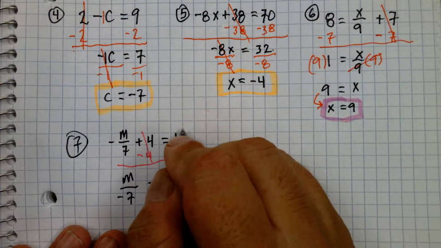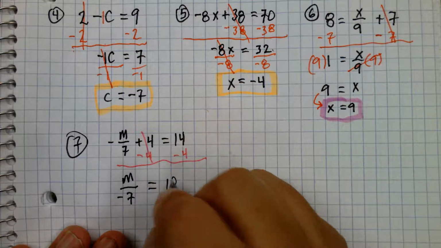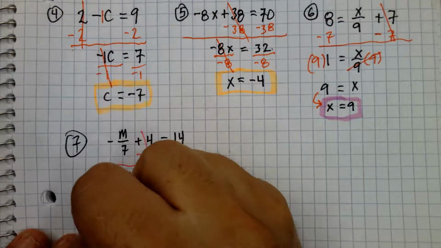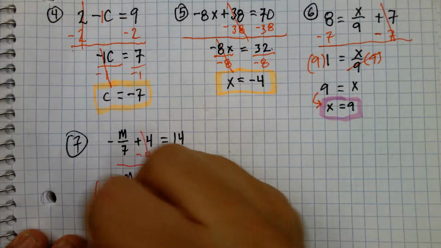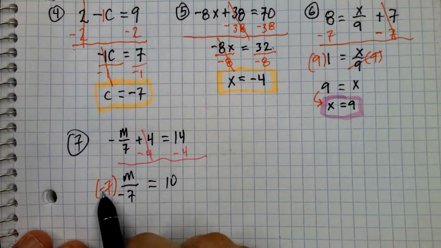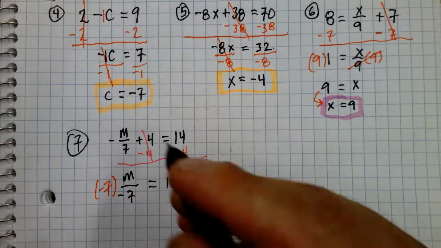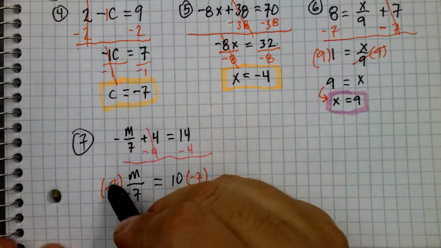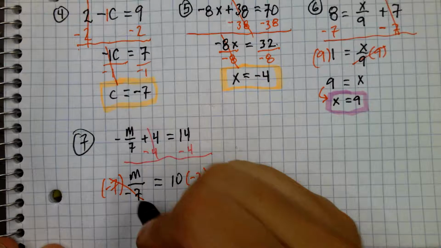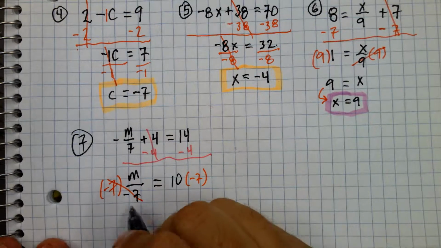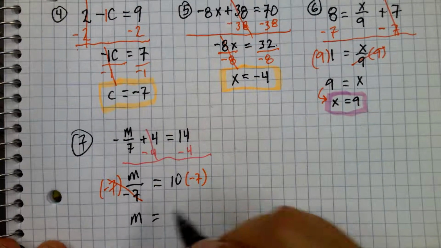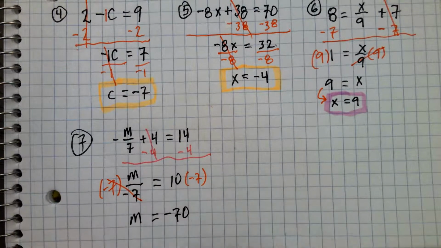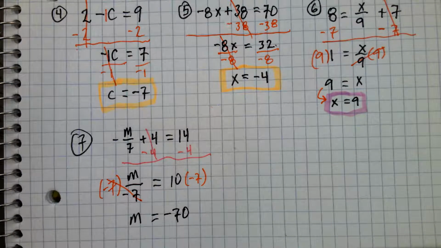Okay, so first of all, 14 take away 4 is 10. And like I said, it's a division equation. I got to multiply. I choose to multiply by negative 7, because negative 7 here, negative 7 there makes a positive. Okay, so again, this negative 7 cancels with the 1 in the denominator, making 1. 1m is just m. And on the other side, 10 times negative 7 is negative 70. That is our answer.